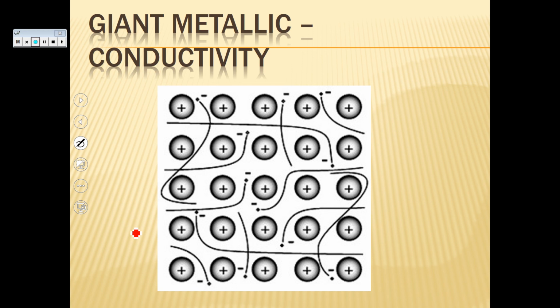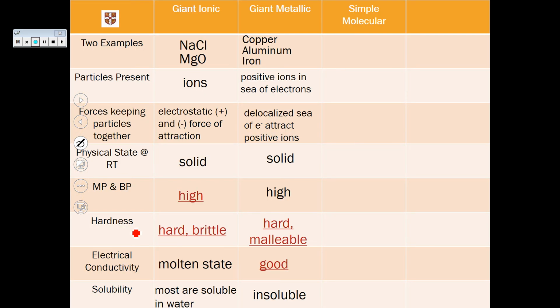Metals conduct electricity because that charge can be carried through that delocalized sea of electrons. Simple molecular just means a molecule, and a molecule is just a covalent compound. So it's going to be between two nonmetals where the electrons are shared, like we saw a couple days ago.